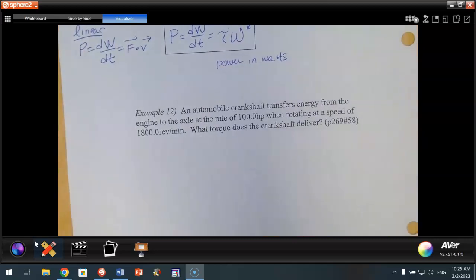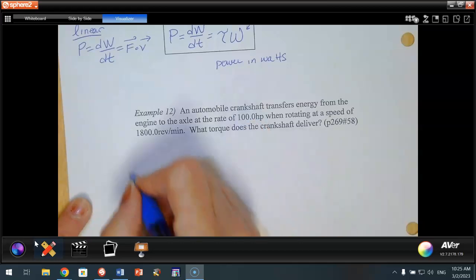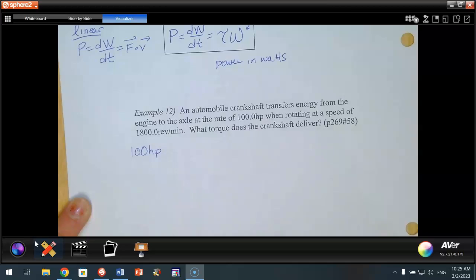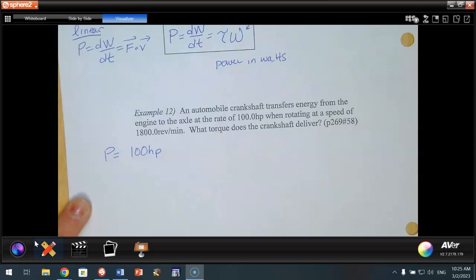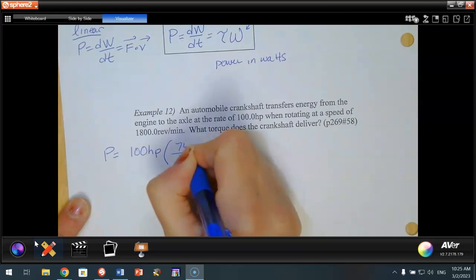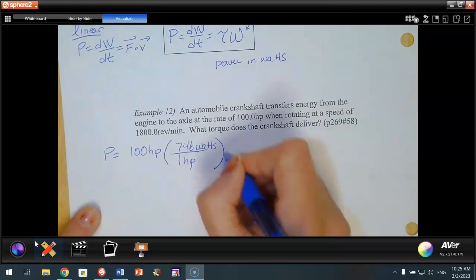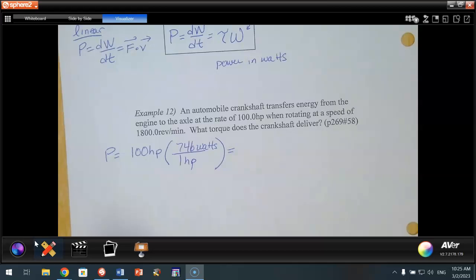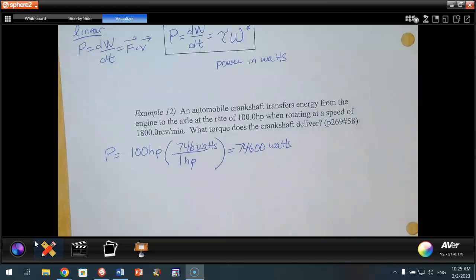So we're going to finish with this example here. It says an automobile crankshaft delivers energy from the engine to the axle at a rate of 100 HP, which stands for horsepower. Back when we did this with linear motion, we talked about a conversion between horsepower and watts. I'm not expecting you to memorize this. In 1 horsepower, there's 746 watts. You might recall that from back when we did the staircase lab. So I'm going to quickly convert this over to the metric: 74600 watts is how much power this engine delivers to the axle, which in turn spins the wheels.